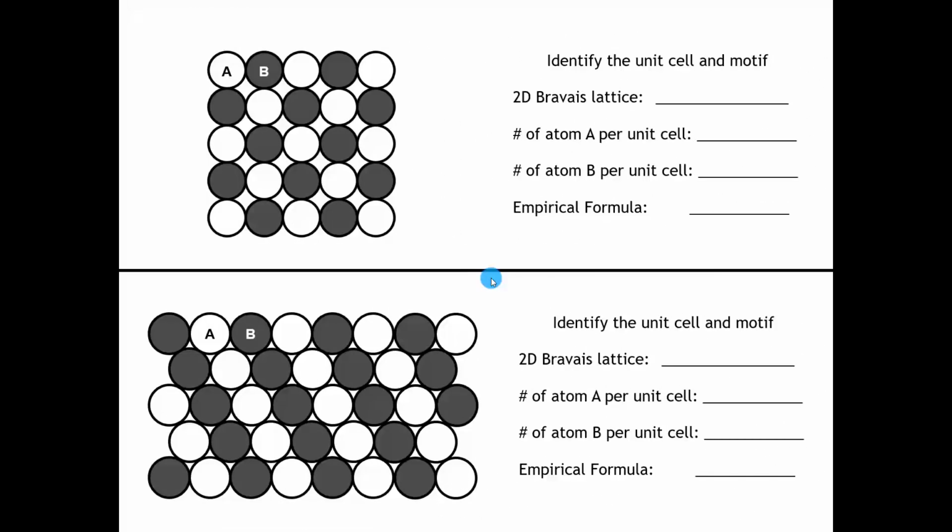All right, let's have you now do a couple of examples. I've got a couple patterns here of circles, or you could think of them as spheres, or even atoms if you like. And what I want you to do is to find the unit cell, draw the unit cell, and then determine what kind of lattice we have. And while you're at it, why don't you see how many atoms of A and B are in the unit cell, and that will give us the empirical formula. So pause the video for a minute, have a go at these problems, and then when you've got the answer, come back and we'll go over them.